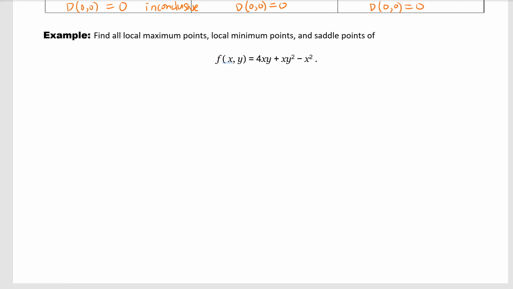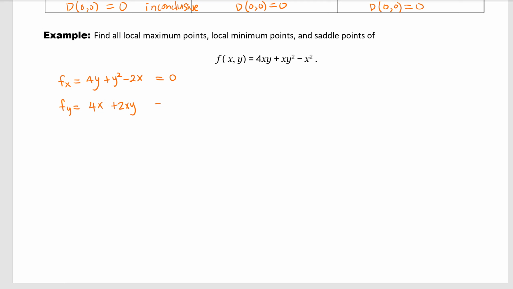First, we need to find the critical points. So what is fx? The derivative with respect to x, we have 4y, y squared, and 2x. Let me rewrite it. And fy equals 4x, 2xy, and that's it. So far so good, everybody.